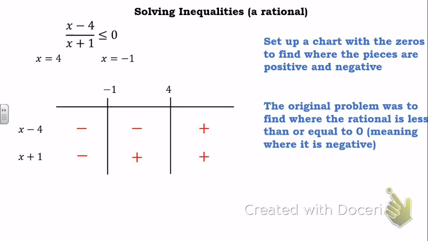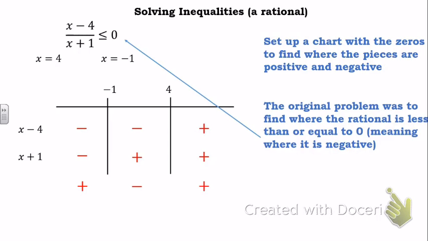Okay. Now I'm going to look at the original problem. That was to find where the rational is less than or equal to 0, meaning that you want it to be negative. So if you take x minus 4 divided by x plus 1, and you have a negative divided by negative, it will be a positive. If you have a negative divided by a positive, it will be a negative. If you have a positive divided by a positive, it will be positive.